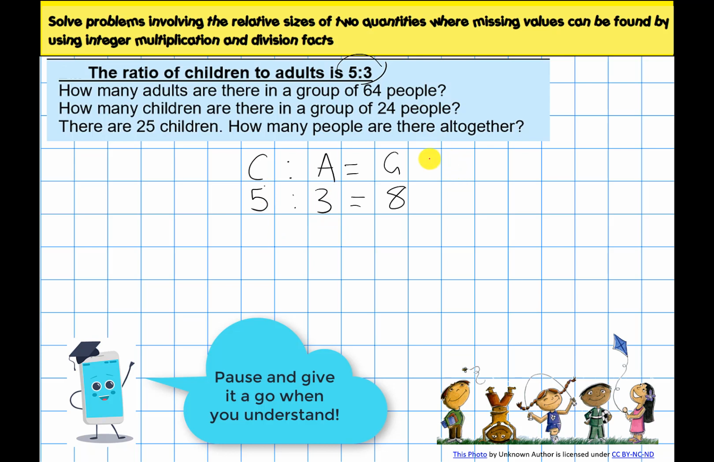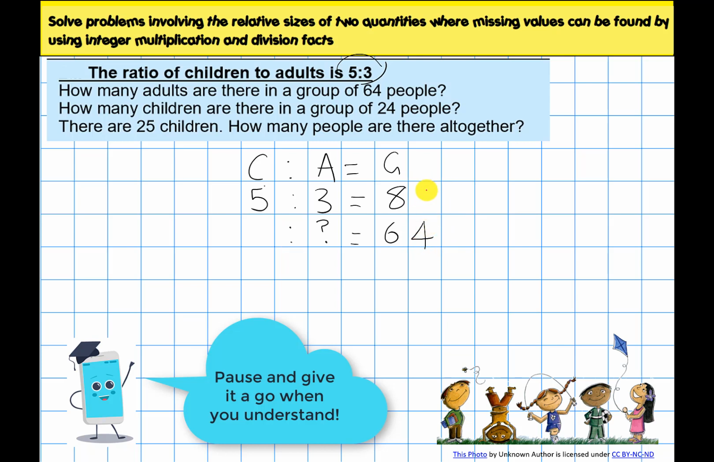Let's look at the first question. How many adults are there? So put a question mark under adults. In a group of 64 people. A group of 64 people, so I've got this information. I can put my 64 in the groups column. How many adults are there in a group of 64? Okay, I have my 2 things to compare.